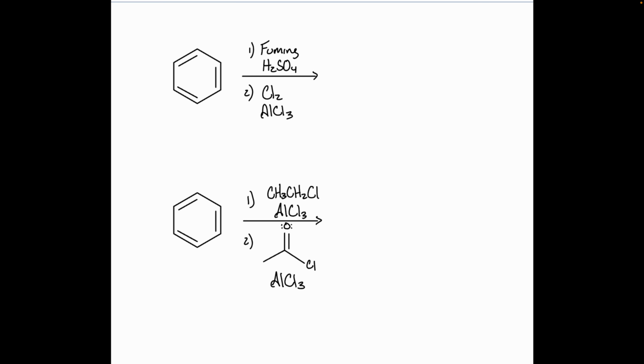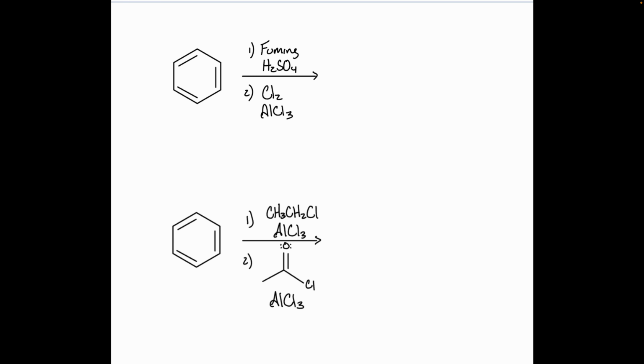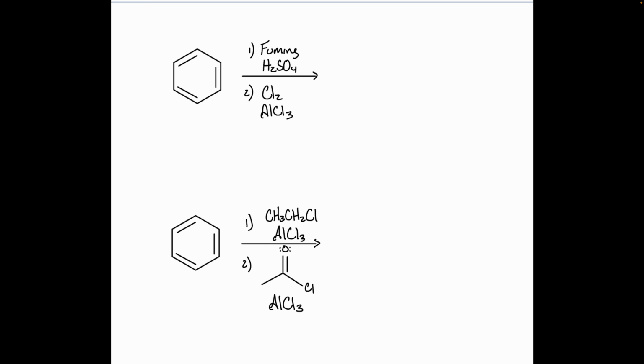Okay, so we got two different examples here. You're going to follow these reactions here, giving me my product. So first you're going to add your first thing to the ring or substitute your hydrogen for the first thing. Then you're going to classify what's on the ring as being an ortho-para or a meta-director, and then add the second thing. All right, that's the name of the game here.